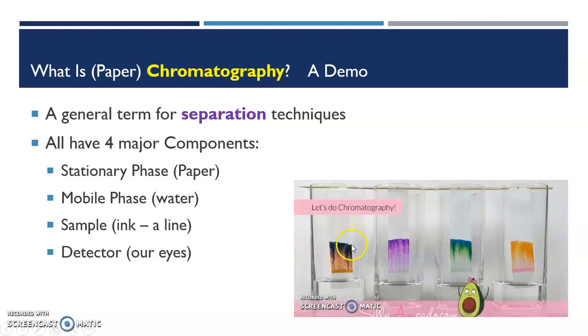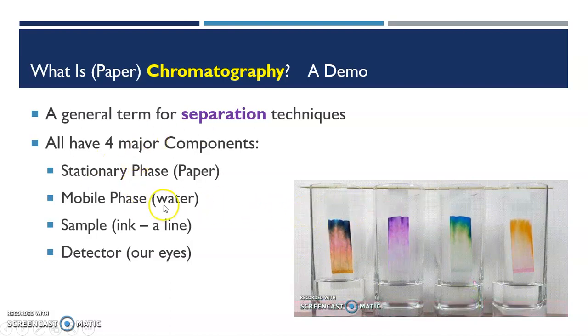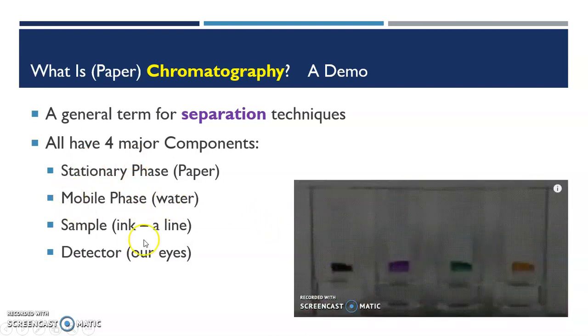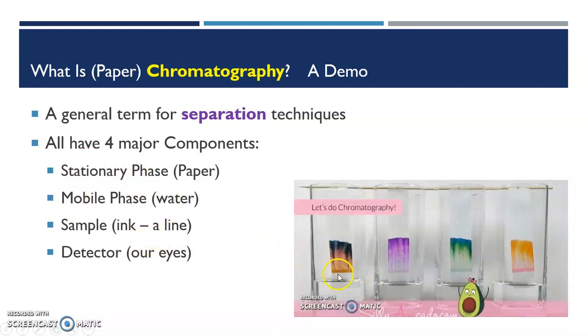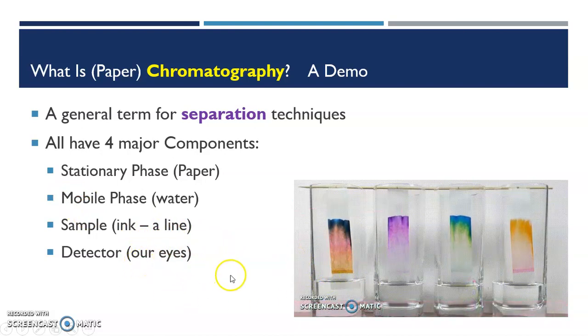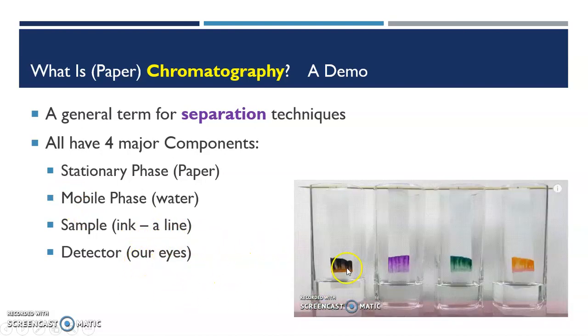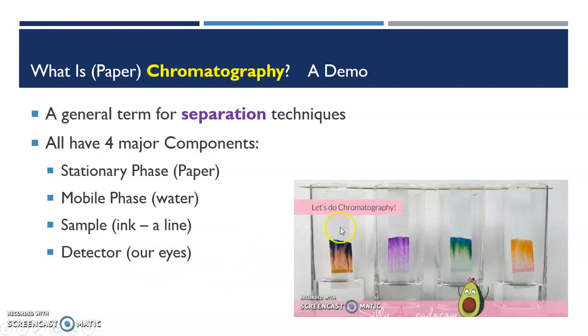Okay, so in this case, our stationary phase is paper, our mobile phase is water, our sample is ink. Basically, we draw a line there. And our detector is our eyes. We were able to see what one line is separating into different color components.